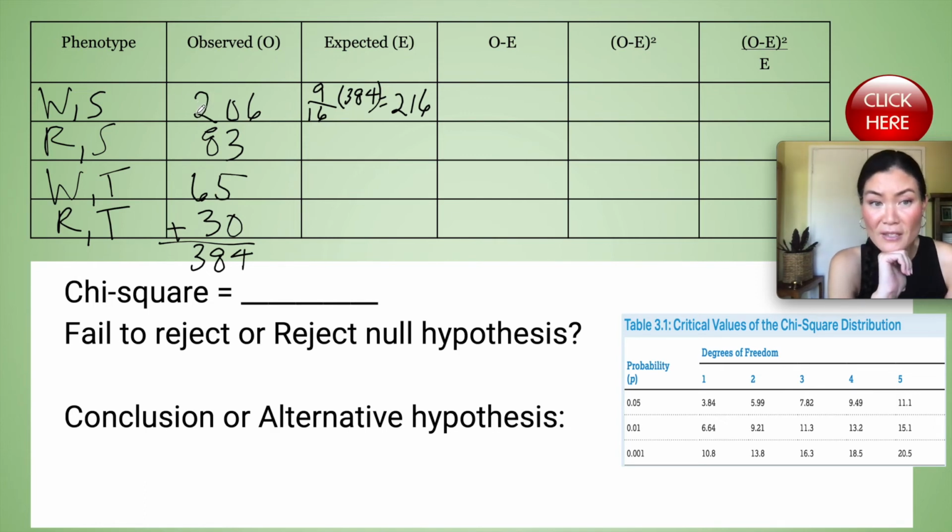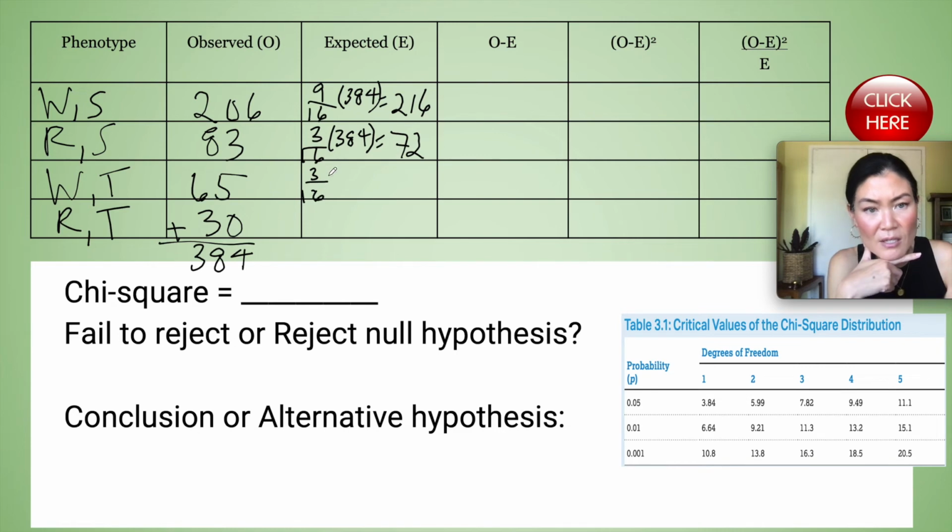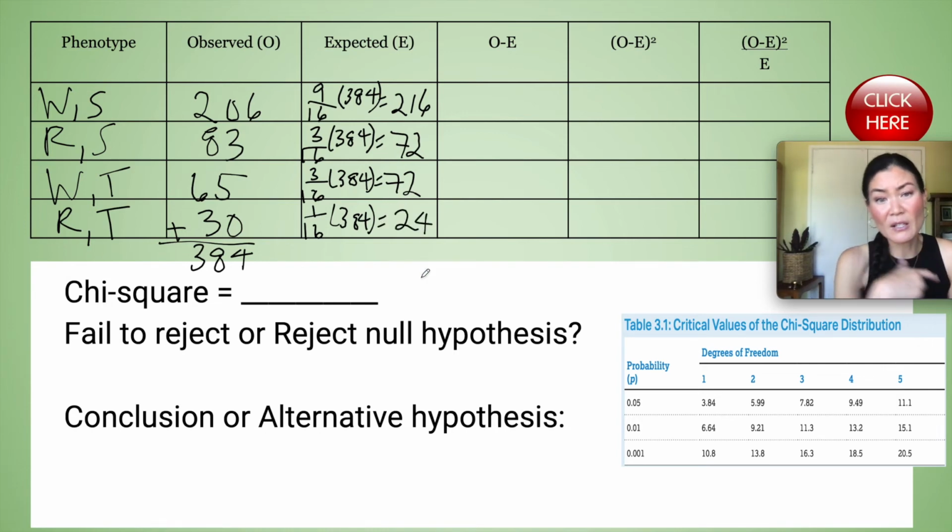So we're doing a chi-square analysis to see if what we observed is significantly different or similar or close to the expected. Okay, I'm just trying to remind you guys why we're doing this. And then the 9-3-3-1 ratio, 3 out of 16 should be red and short. So 3 out of 16 times 384 gives you 72. So we expect 72 to be red and short, but what we actually observed was 83, okay? And also same down here, 3 out of 16 times 384 gives you 72. And then 1 out of 16 times 384 gives you 24. So we expect 24, okay?